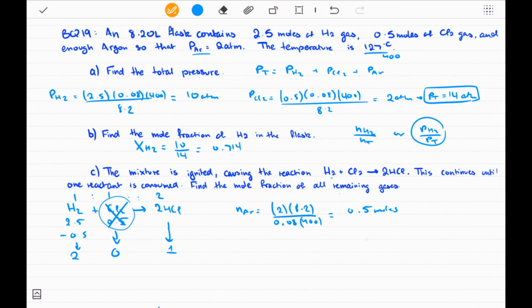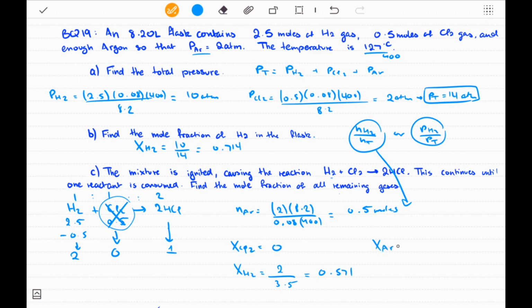Now, after we did this, we can just do a direct substitution into the formula for mole fraction, which we're going to use this one to do it. So the mole fraction of chlorine is very clearly 0 because we have no chlorine left. The mole fraction of hydrogen is what we have left, which is 2, over the total number of moles, which is 2 plus 0 plus 1 plus 0.5. That's 3.5. And we should get 0.571 as a mole fraction.